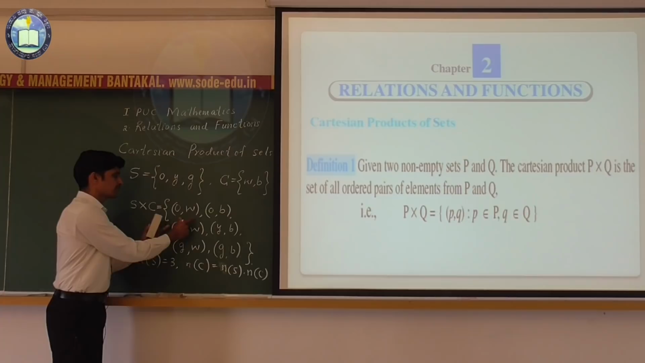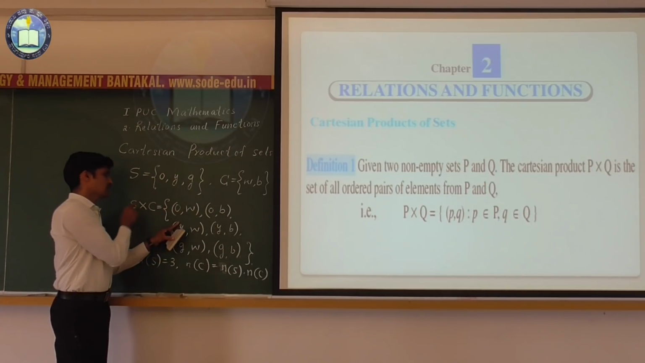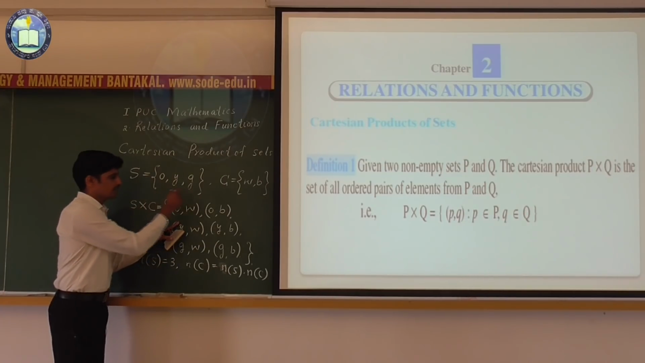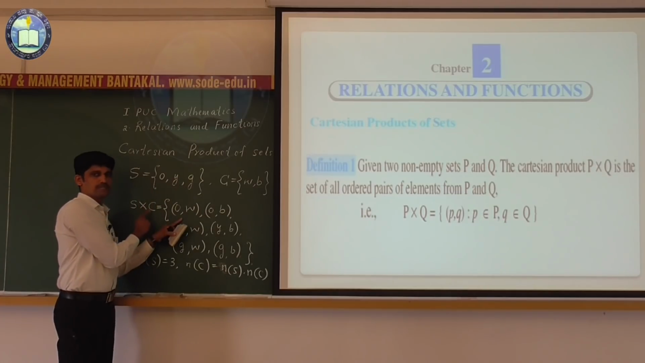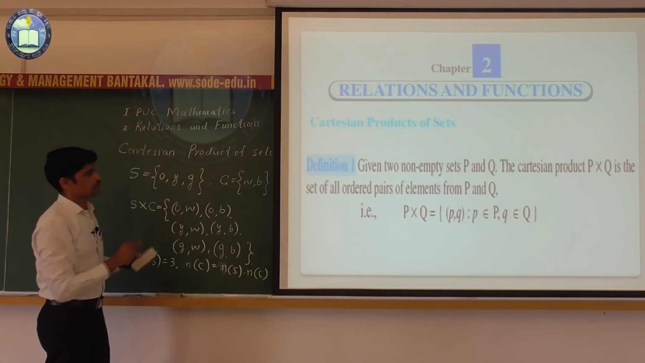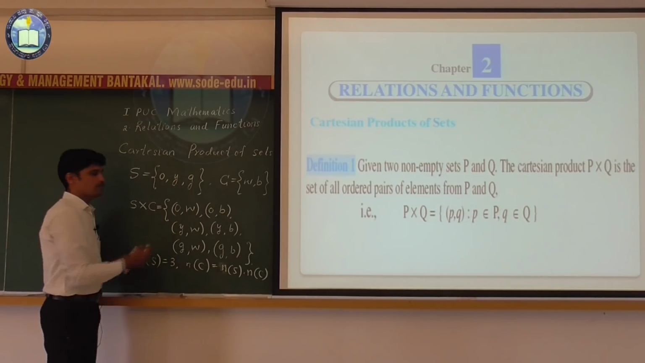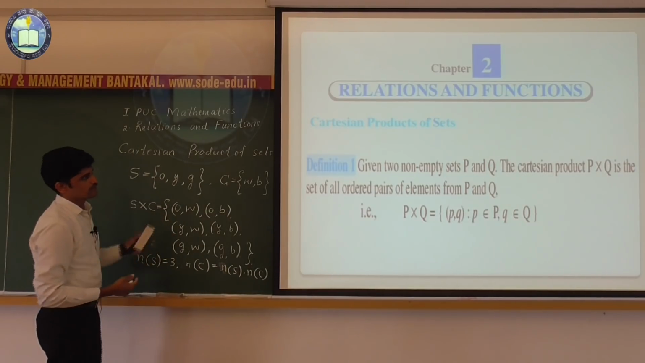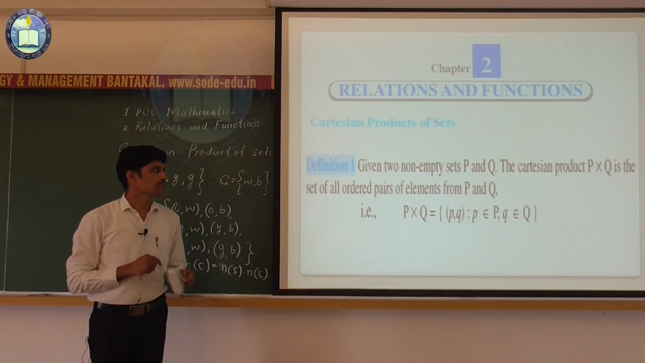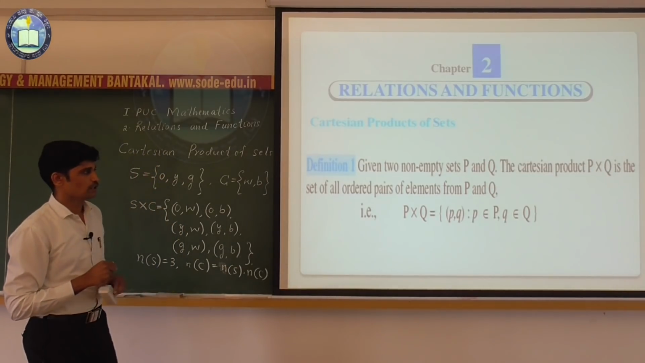Here order is important. The order is that the first element must be taken from the first set and the second element must be taken from the second set. So if one of the sets is an empty set, then there will not be any element in the cross product also. Therefore, given two sets P and Q must be non-empty.